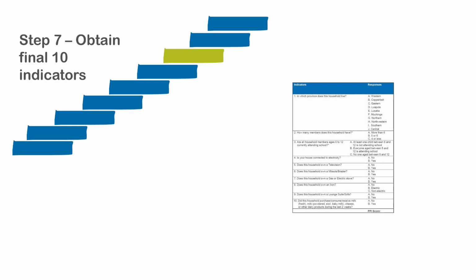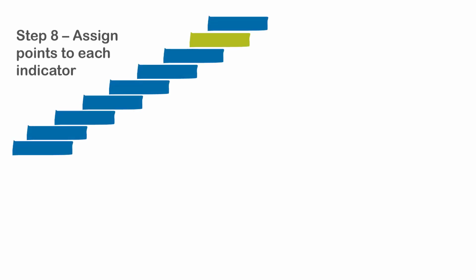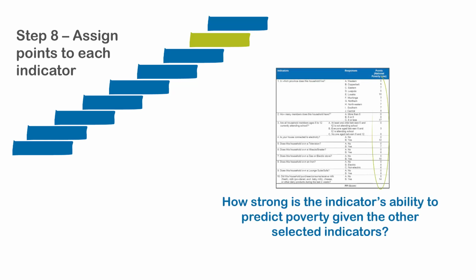The next step is to obtain the final 10 indicators for the country's PPI from the output of the model rerun. We then assign weights or points to each indicator based on its ability to predict poverty given the other selected indicators. These weights are normalized so that the PPI score is always between 0 and 100. Thus, a stronger indicator of poverty will contribute more towards the final PPI score.